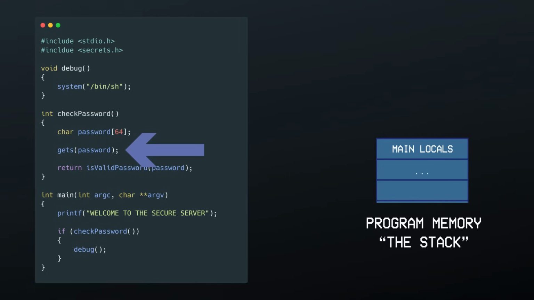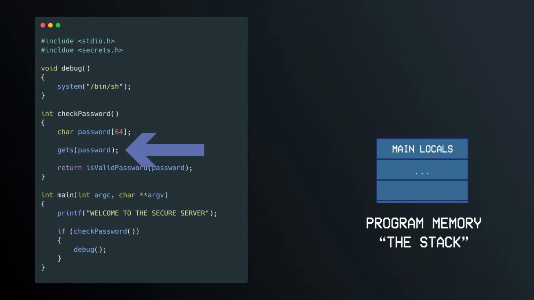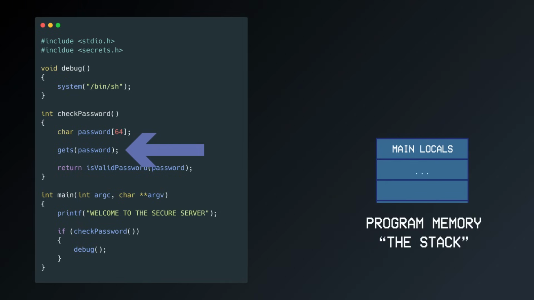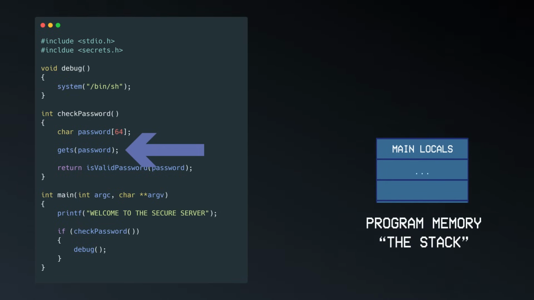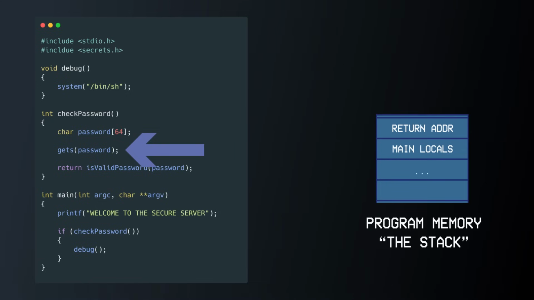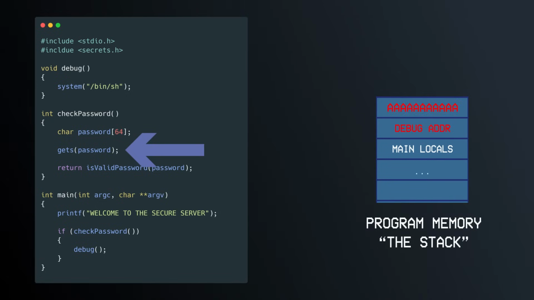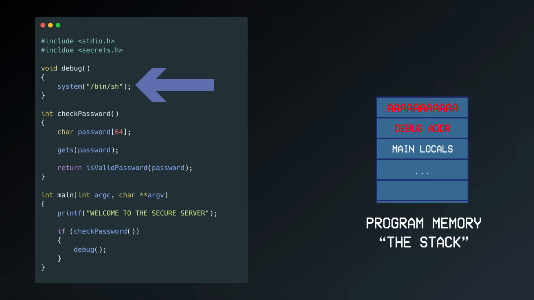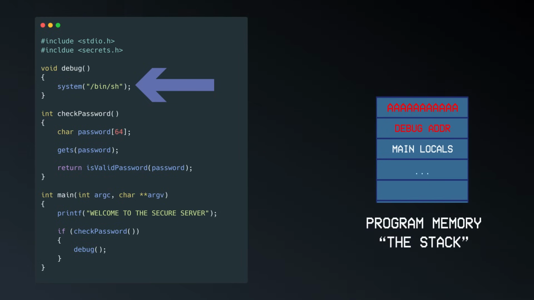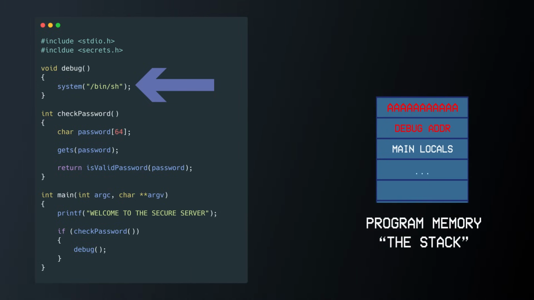The first function that gets called is gets. Remember how the return address from main was put onto the stack? Well, now, if we overflow the password buffer, we can overwrite the return address and return directly to the debug function and get a shell without knowing the password. Our server has just been hacked.